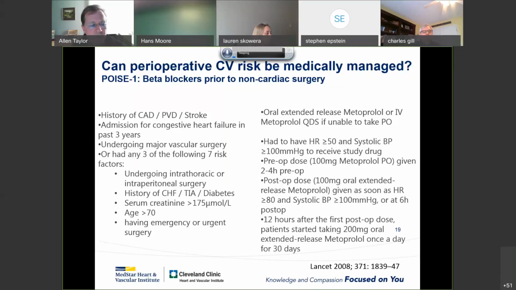And a subsequent study called POISE 1 looked at patients with history of CAD, PVD, or stroke who were undergoing major vascular surgery and had CAD or one of multiple risk factors, and they were randomized to an aggressive approach to the use of metoprolol versus placebo, with metoprolol beginning, as you see there on the right, based on certain preoperative heart rate and blood pressure parameters, and with a preoperative dose given 2 to 4 hours pre-op of 100 milligrams of metoprolol orally, quite a big initial dose, and then continued post-operatively, including substitution of IV if necessary.